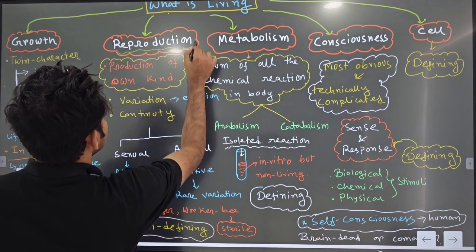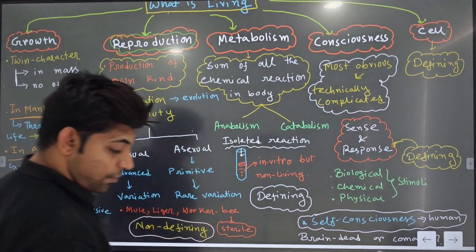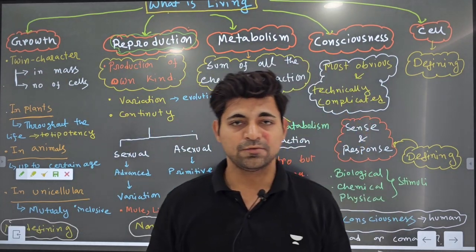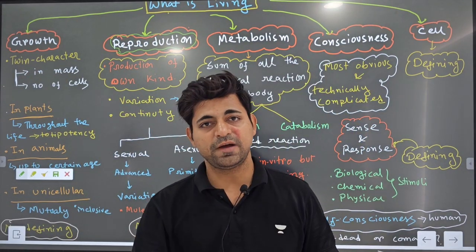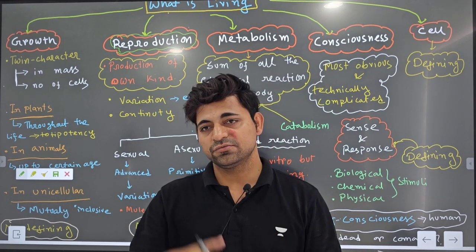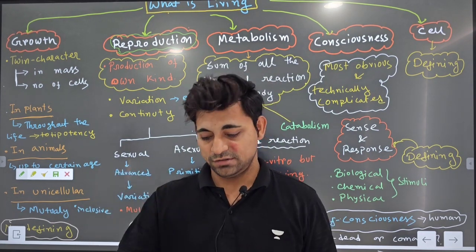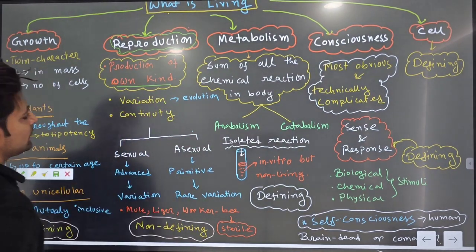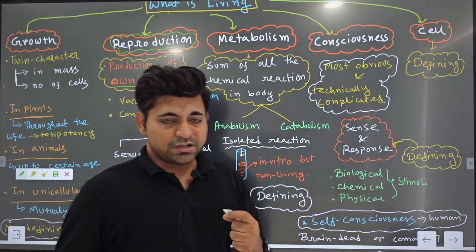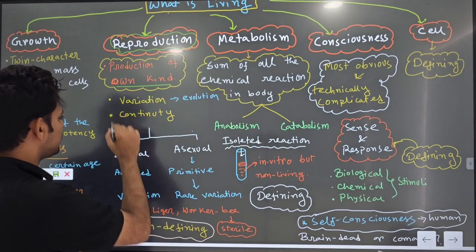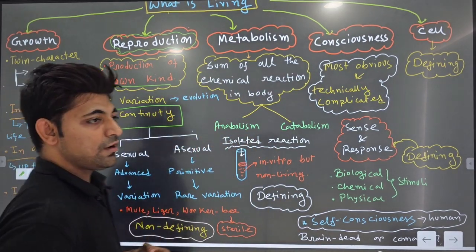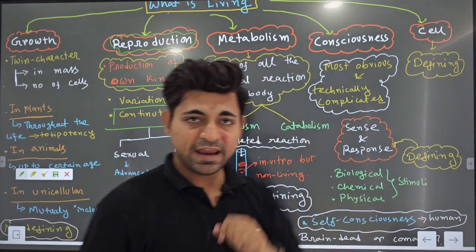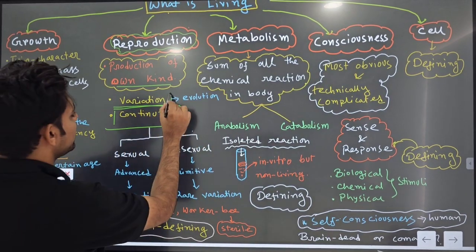Okay, what is reproduction? Production of own kind. Human beings will reproduce to produce human beings, donkeys will reproduce to produce donkeys, monkeys will reproduce into new monkeys. So, production of own kind. Now, what is the motto of reproduction? First motto of reproduction is continuity of our own species. Second motto of reproduction, variation.